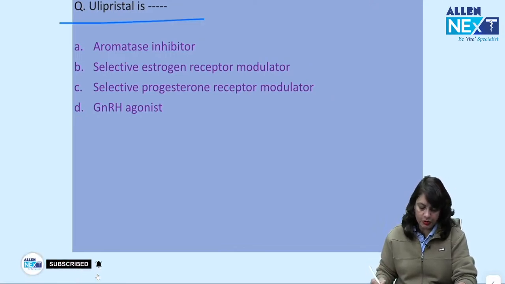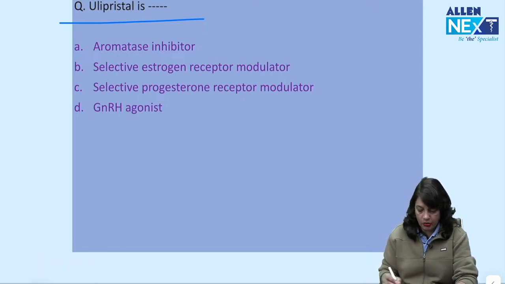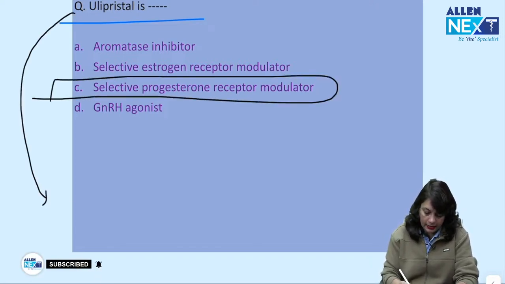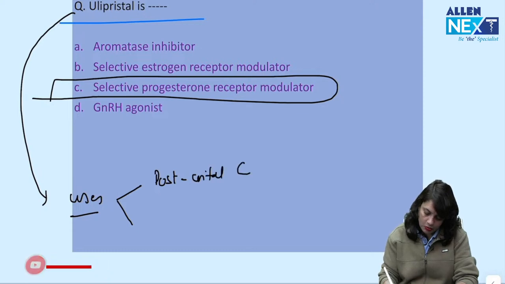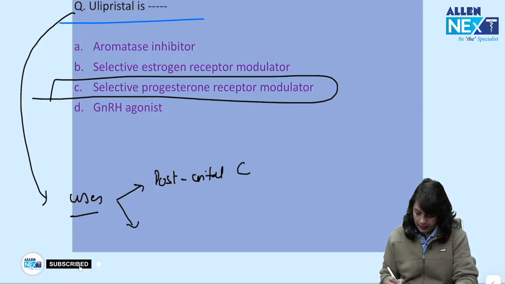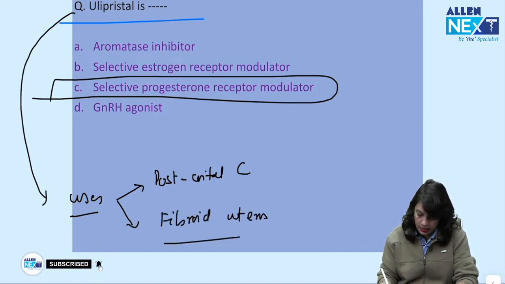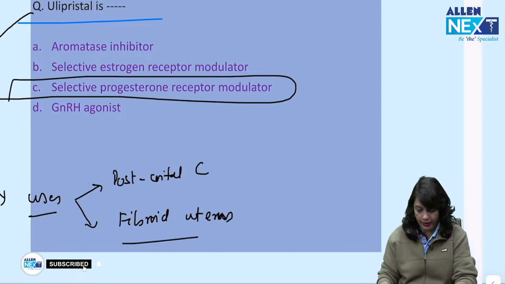Is it selective progesterone receptor modulator, selective estrogen receptor modulator, aromatase inhibitor, GnRH agonist? This is selective progesterone receptor modulator and there are two uses of ulipristal. It is used as a postcoital contraception and it is used in fibroid uterus. It causes shrinkage in the size of the uterine fibroid.